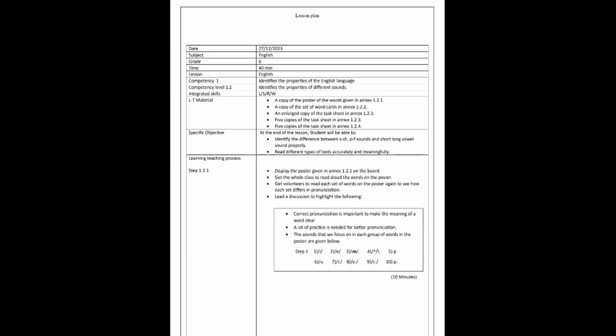These are the sounds given. The sounds are: first one E, second one A, third one A, fourth one A, fifth one O, sixth one U, seventh one E, eighth one A, ninth one, 10th one O. It takes 5 minutes.